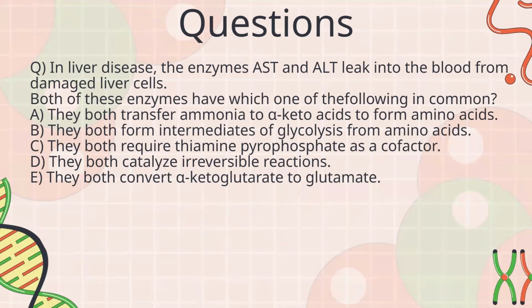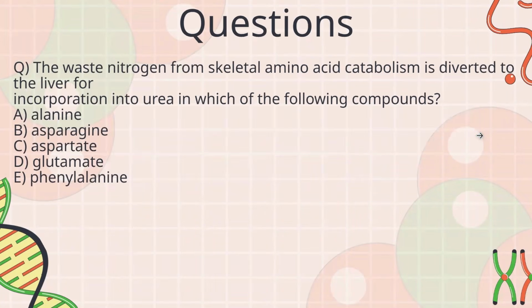In the questions, I'm just going to take 2 seconds and then show the answer, because I don't want to take too much time. In liver disease, the enzymes AST and ALT leak into blood from damaged liver cells. Both of these enzymes have which one of the following in common? The answer is E. They both convert alpha-ketoglutarate to glutamate. The waste nitrogen from skeletal amino acid catabolism is diverted to the liver for incorporation into urea and which of the following compounds? The answer is A, alanine.